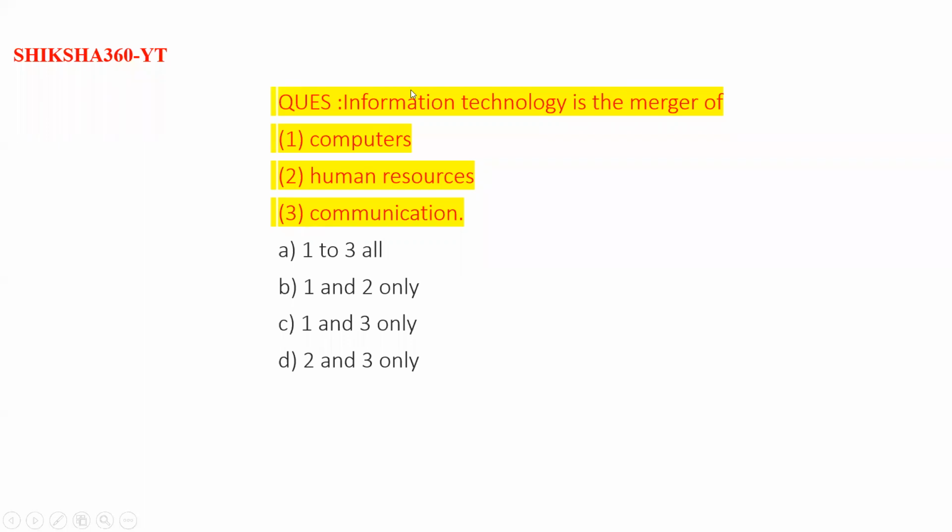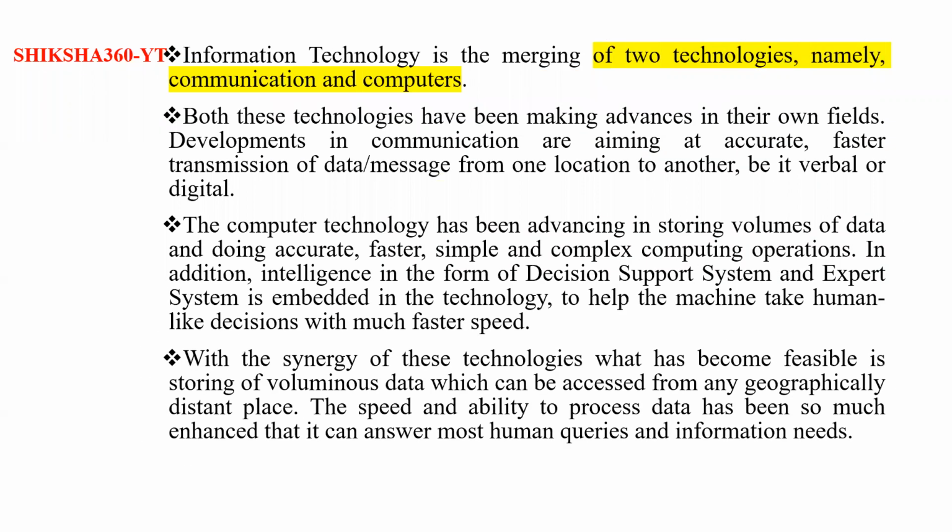Information technology is the merger of: either computer or human resource, or human resource or communication, or computer or communication, or all of the above. We are able to understand these things only if we go through the theory well. Information technology is the merging of two technologies, that is computer and communication.